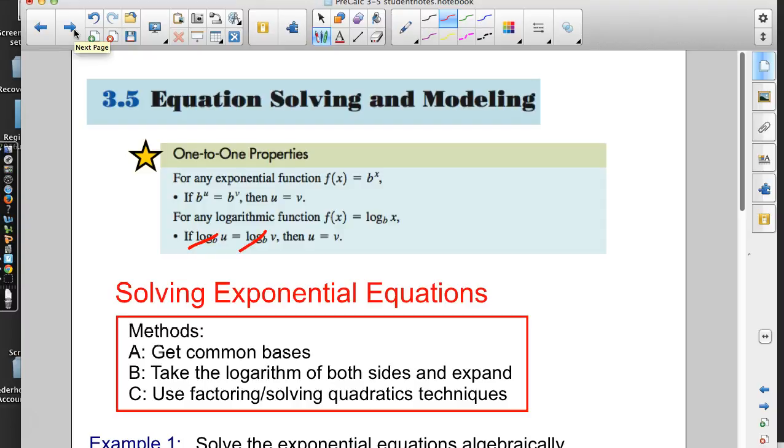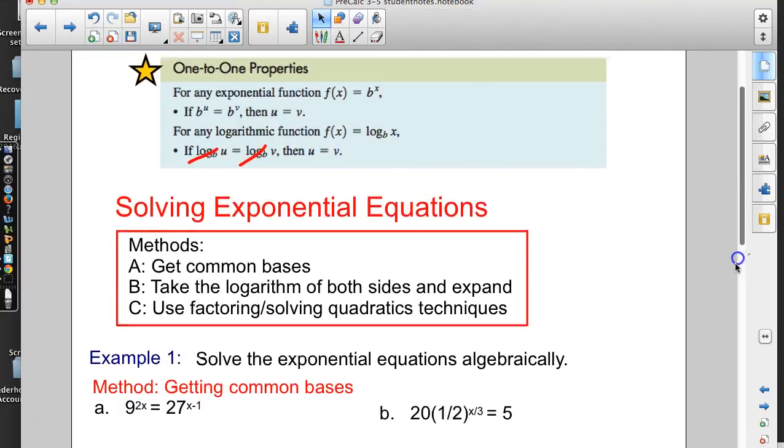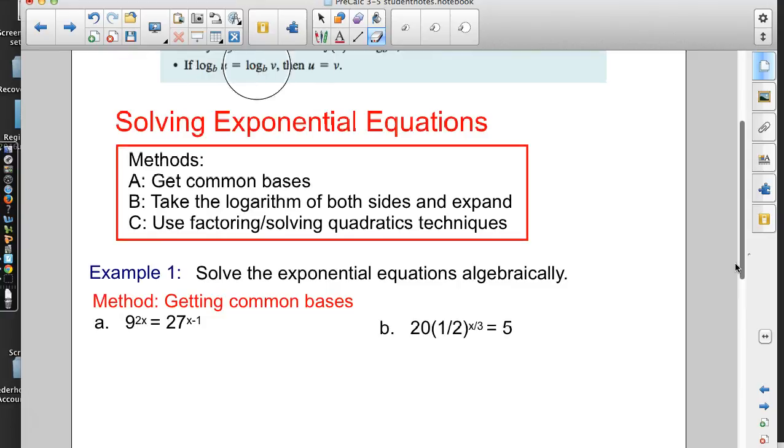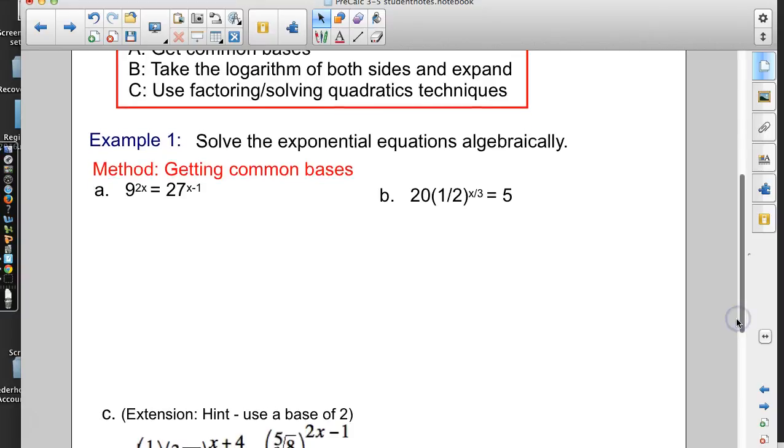So equality is just basically logic. If we're saying that things are going to be equal to each other, they have to be perfectly equal to each other. That's what has to happen. So methods: if we can, we're going to get common bases, and then take the logarithm of both sides and expand, and that's going to be something you probably didn't do a whole lot of in Algebra 2. Use factoring and solving quadratics techniques. It's going to get a little interesting towards the end of what we do today.